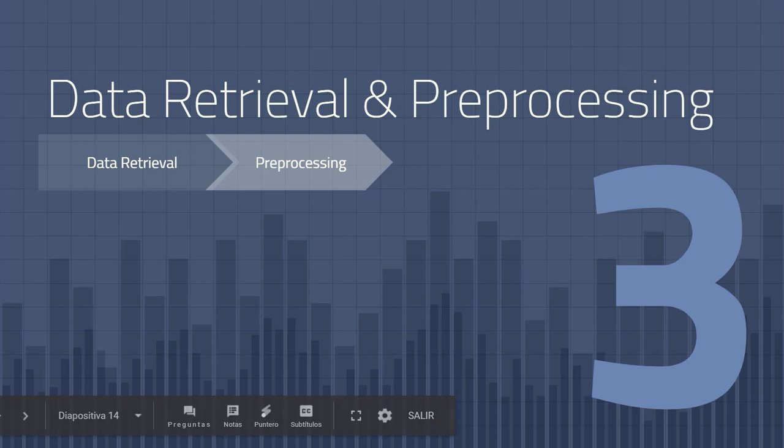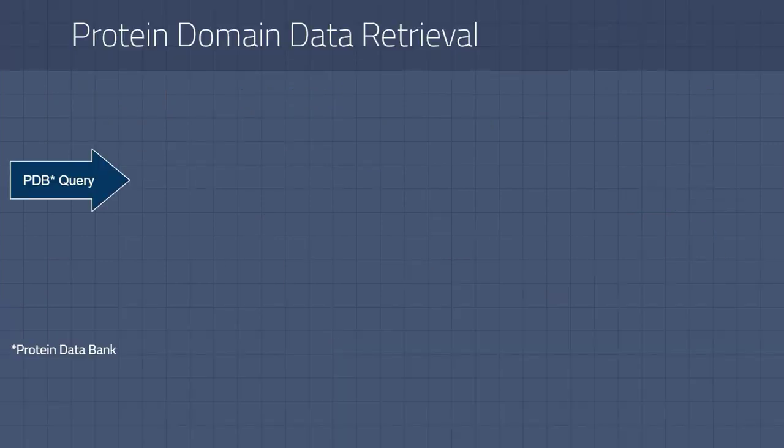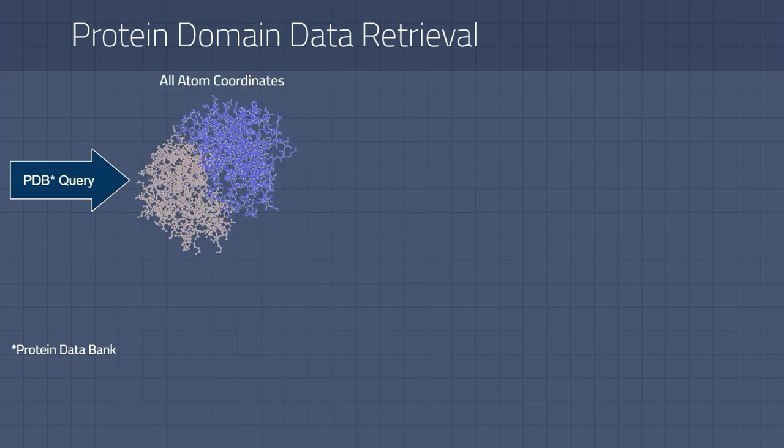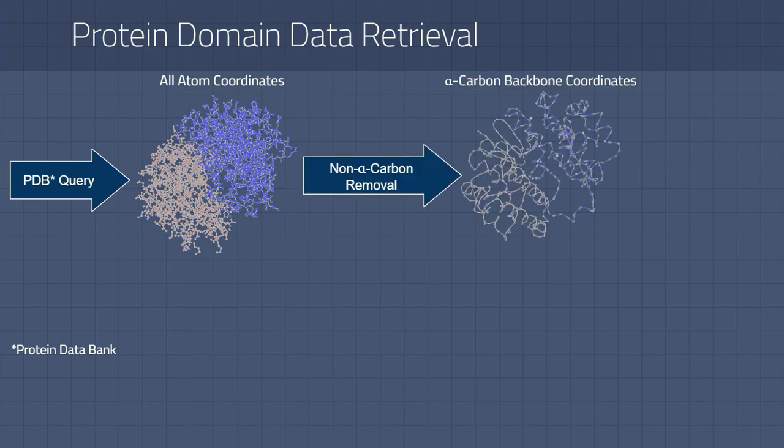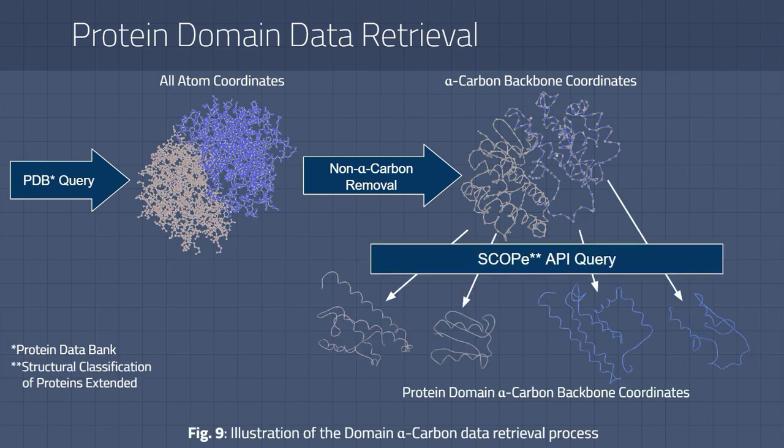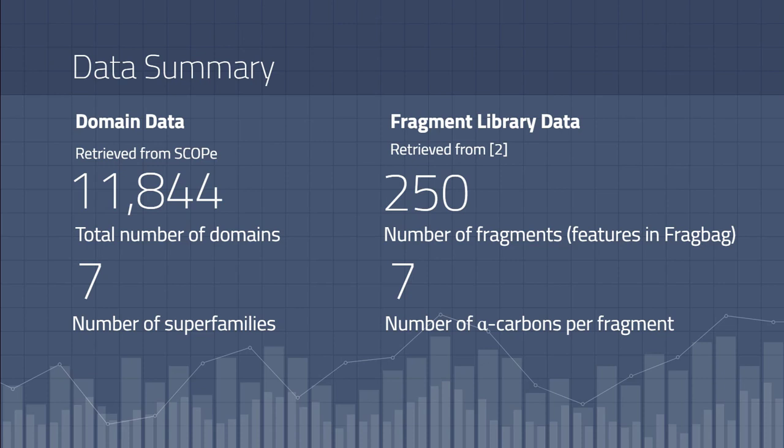Now on to data retrieval and pre-processing. So we begin the data retrieval by issuing a PDB query, which is the Protein Data Bank, from which we get the atom coordinates of a protein, and we can then dissect that into just its alpha carbon backbone. And then we use SCOPe, which is the Structural Classification of Proteins extended, to get the domains of all the alpha carbons within that protein. The dataset is made of nearly 12,000 domains and represented by 250 features. Our machine learning problem is a multi-class problem with 7 classes, one for each superfamily.